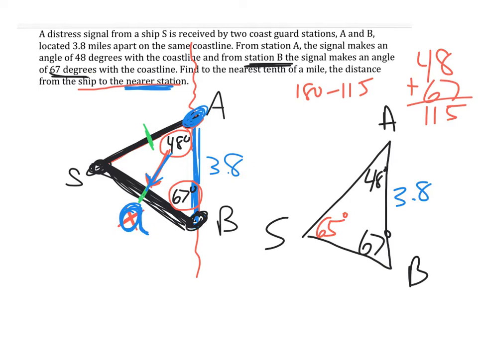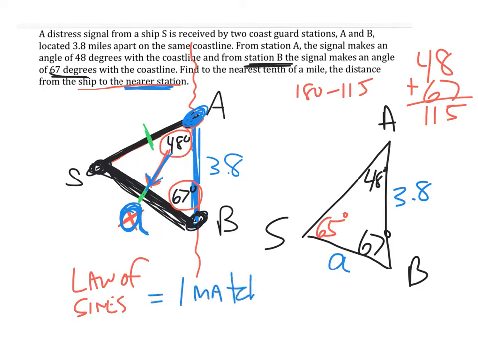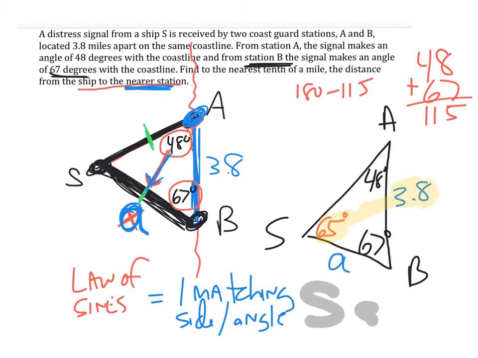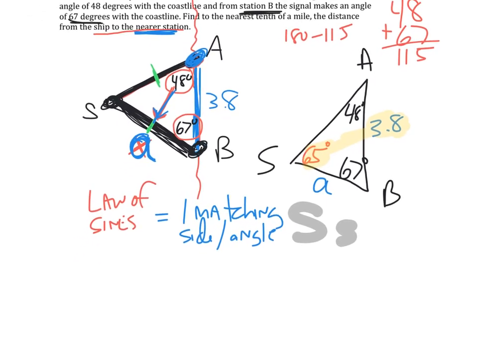Next we look to use the law of sines. In order to use the law of sines, you need to have one matching set. If they give you one matching side-angle combo, then you look to use the law of sines. And here, by actually testing to see if we had a 90-degree angle, now we have a matching set. We have angle S and we have side S. So that's going to tell me that this is going to be a question that uses the law of sines. So I want to go about finding side A.